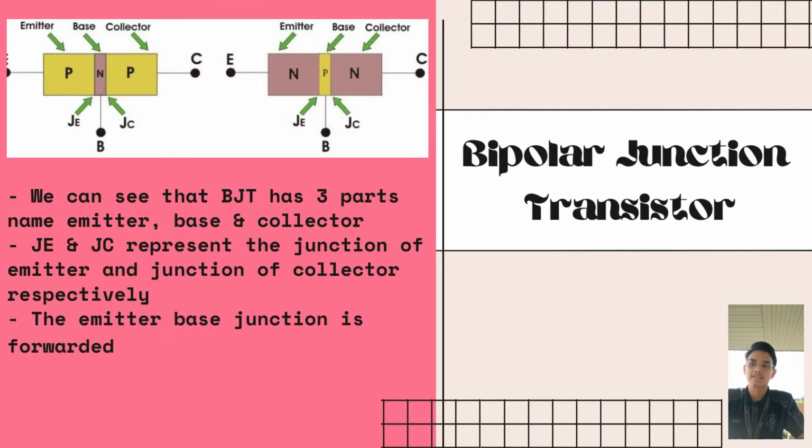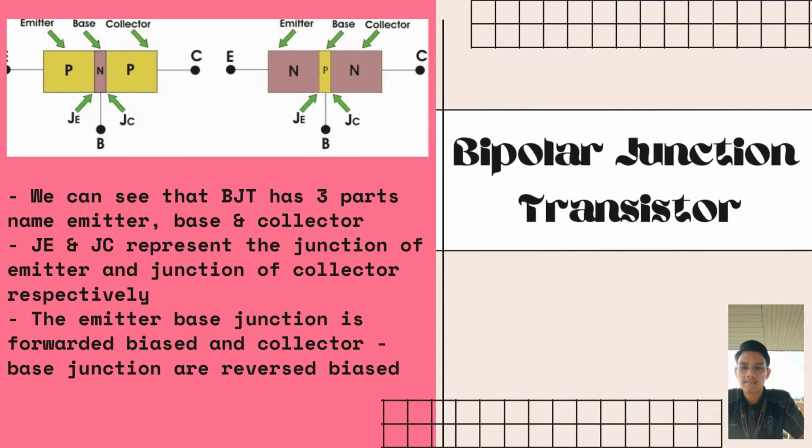Bipolar junction transistor. We can see that the BJT has three parts named emitter, base, and collector. JE and JC represent the junction of the emitter and the junction of the collector respectively. The emitter-base junction is forward biased and the collector-base junction is reverse biased.